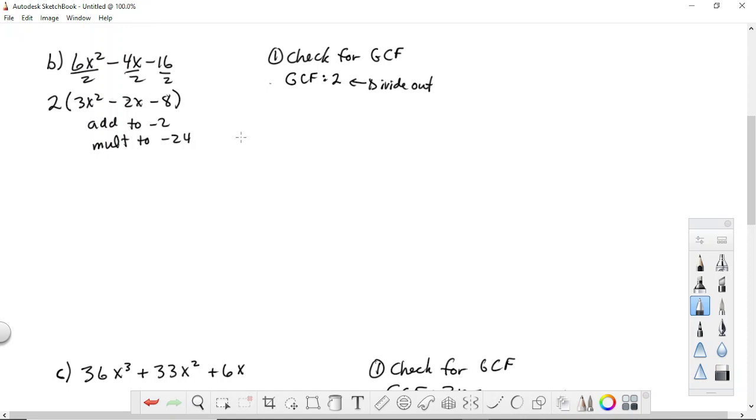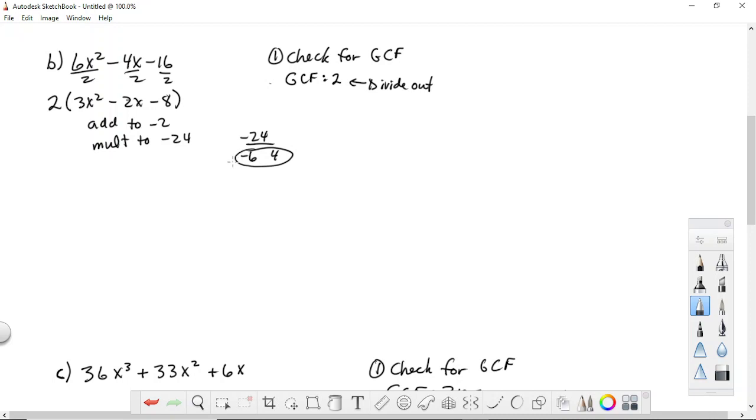So let's find the numbers. Of course, one will be negative, one will be positive, and again, we want them to add together to make negative 2. So the negative one is the larger absolute value number. It's only 2 larger though, so yeah, it's negative 6 and 4. That'll multiply to negative 24 and add to negative 2.